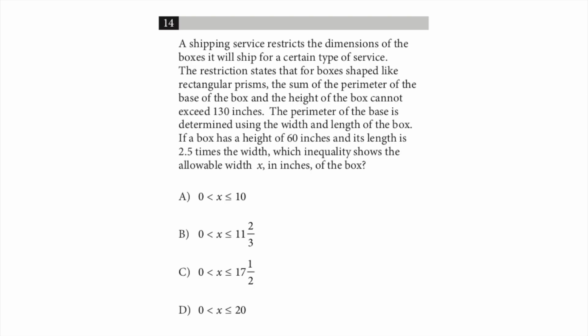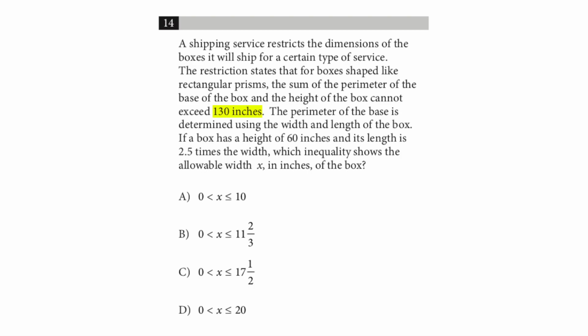Okay. The restriction states that for boxes shaped like rectangular prisms, that's just a funky way of saying rectangular boxes, the sum of the perimeter of the base of the box and the height of the box cannot exceed 130 inches. That's weird. I don't think any shipping service would state anything in terms of the perimeter, which is the sum of all the four sides. But okay. The perimeter of the base is determined using the width and the length of the box.